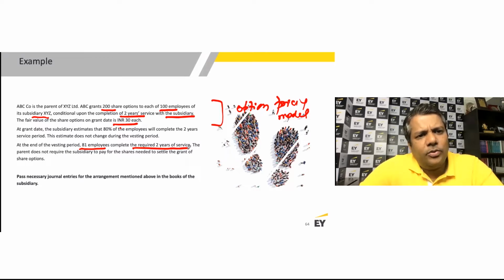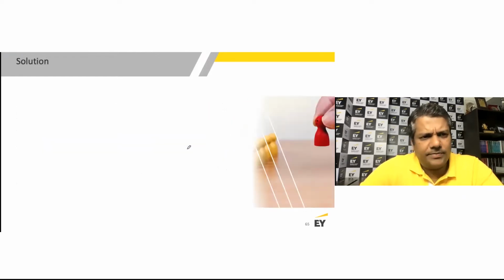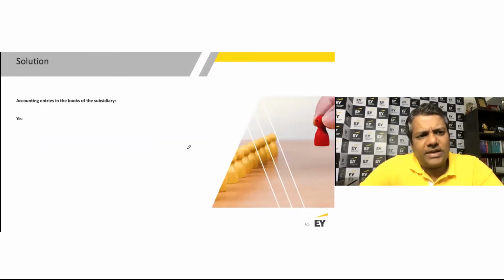Okay, the fair value was 30. So how much is my total compensation cost? And then how much do I need to record in year one, how much in year two, and then what are the journal entries? Awesome. So, accounting entries in the books of the subsidiary, right?